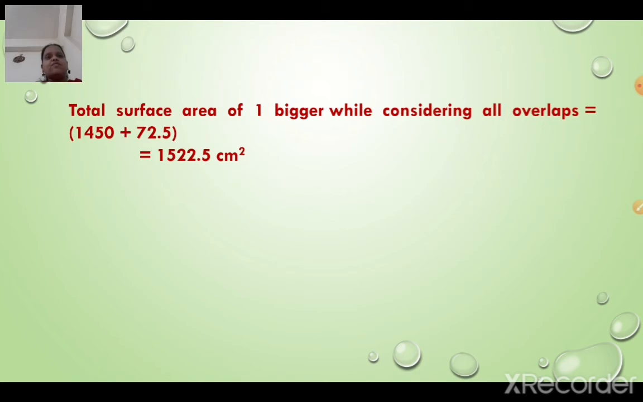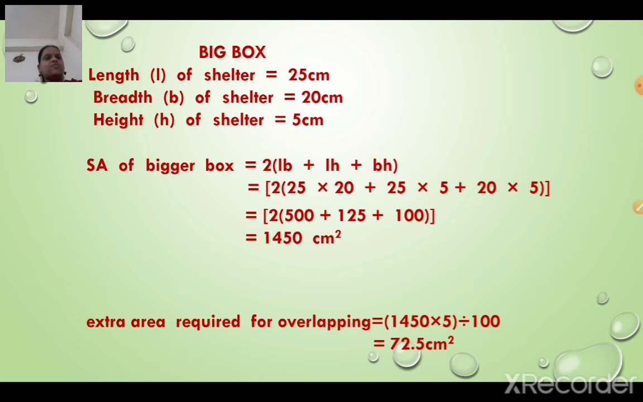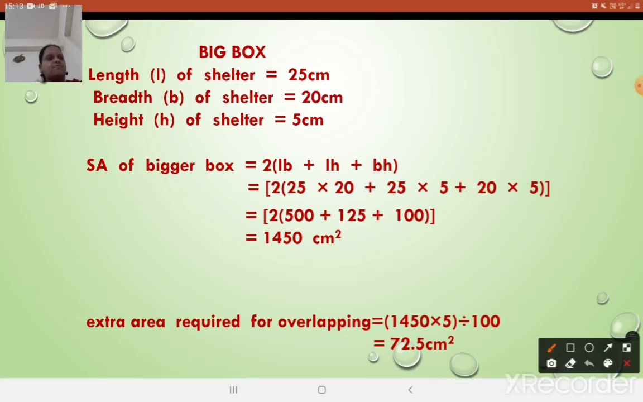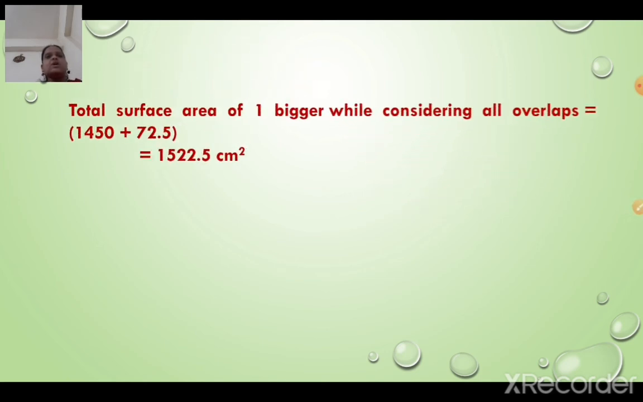Total surface area of one bigger box while considering all overlaps will be 1450 plus 72.5. From where we got these both the values? Do you remember? Yes, just cross check once again. Go one step back. So you can see over here the surface area is 1450 and here 72.5 centimeter square. Just add these both the values to get the total surface area, and we got it as 1522.5 centimeter square. Is it correct?